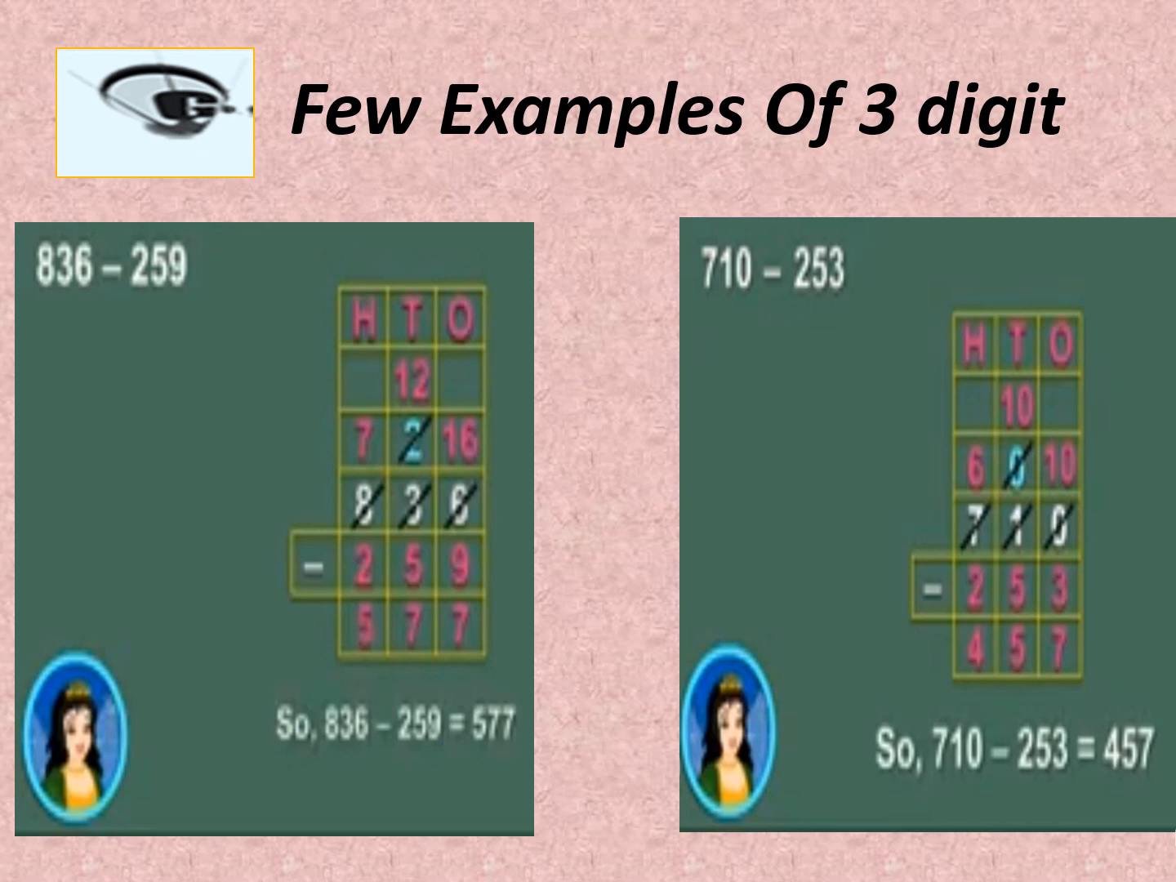So here the subtrahend is 2 and the minuend is 6 now. So we will subtract 2 from 6, and what do we get? We got 4. So kids, the difference between 710 and 253 is 457.